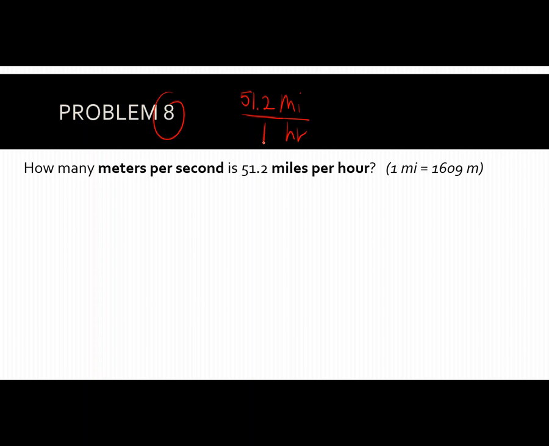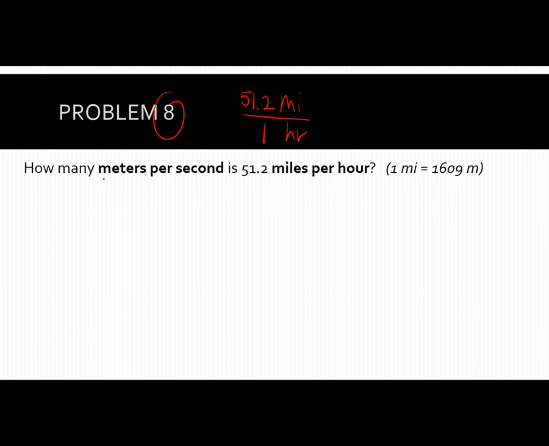51.2 miles over 1 hour. That is a derived unit. We have a length unit, we have a time unit. And so that actually equates to really a velocity. So a certain length and a certain amount of time is considered to be a velocity. How fast are you going?